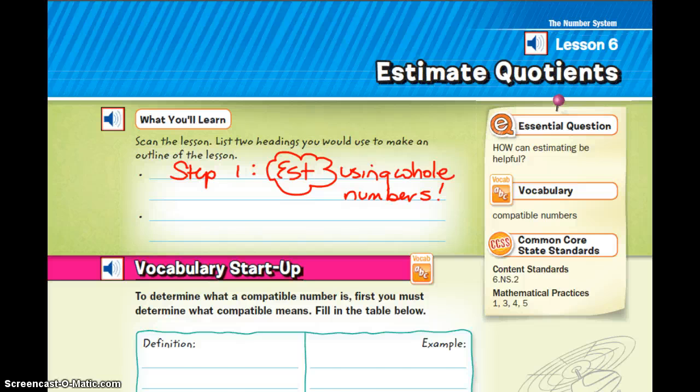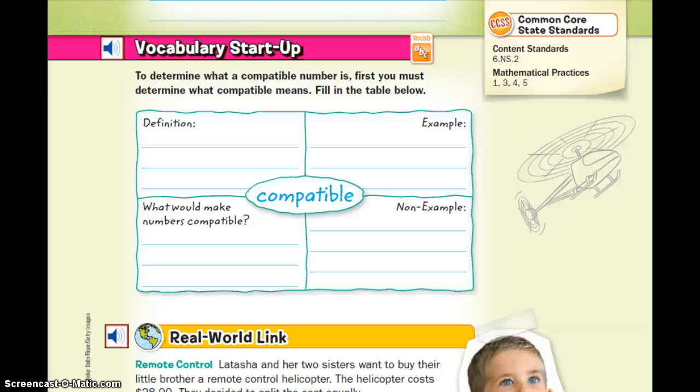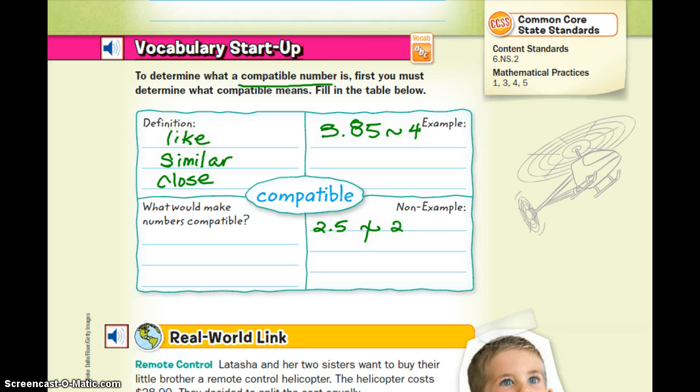All right, let's look at some definitions. Okay, so we're trying to determine what compatible numbers means. So the definition of compatible means like, similar. Notice I didn't say same. It could be the same, but it's going to be close. So an example of that would be 3.85 is close to 4. A bad example of this would be 2.5 is not close to 25. Notice the decimal placement. That's what threw this one off.